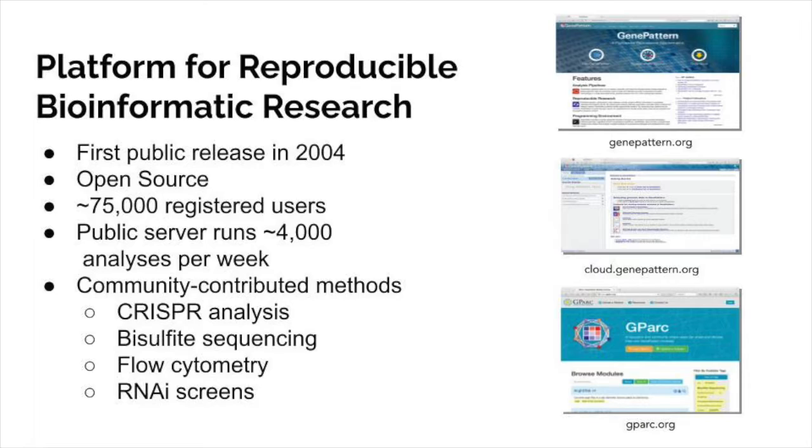The GenePattern public server has some 75,000 registered users and usually runs somewhere in the ballpark of 4,000 analyses each week. You can also download the code and run your own private server, as many organizations do. Finally, I want to note that it's an open platform. There is a repository of community-contributed methods that cover a wide range of bioinformatics techniques, including CRISPR analysis, bisulfite sequencing, flow cytometry, and RNAi screens.